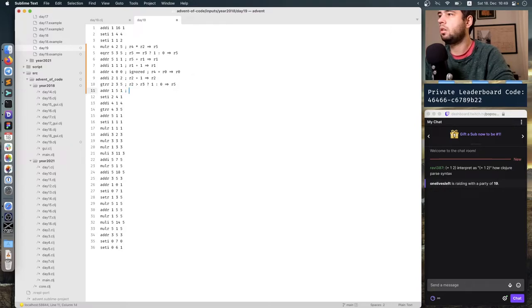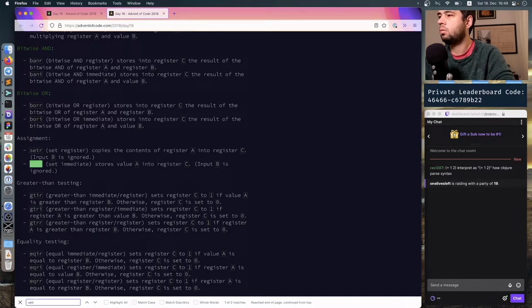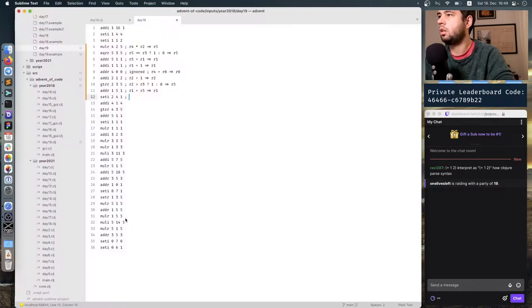Then ADDR, we take R1 plus R5 and write it to R1. And finally, SETI stores value A into register C. Okay, so stores value A divided to R1. So basically this is jump, right?